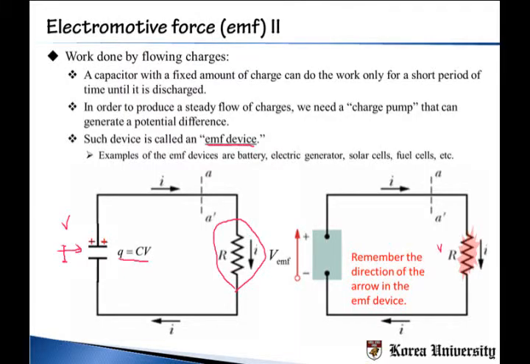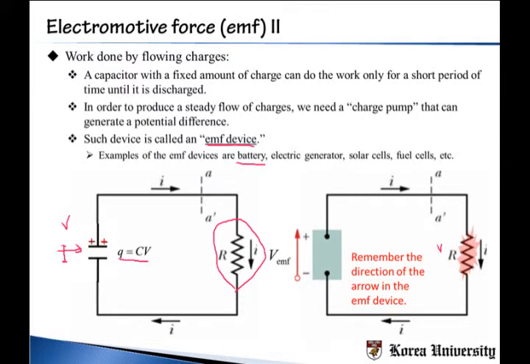Okay, and then what are the examples of such devices that continuously supply a certain electric potential? Of course, the best example is the battery. If you buy a battery from a shop which is 1.5 volt, it will continue to run until it dies, right? And then it will continue to keep the potential difference, which is 1.5 volt.